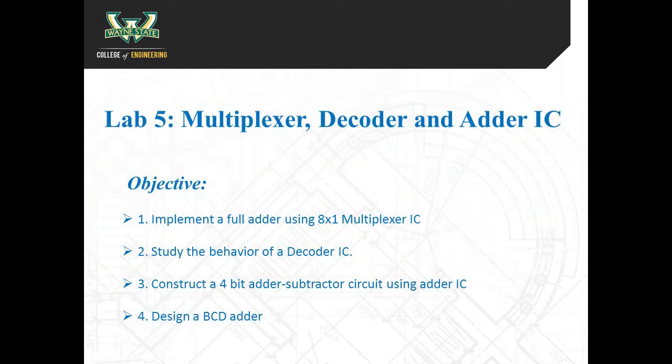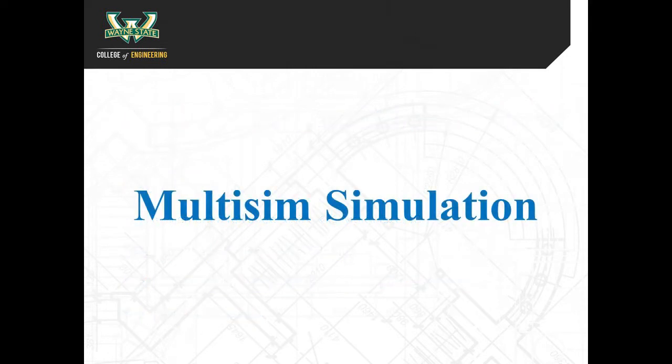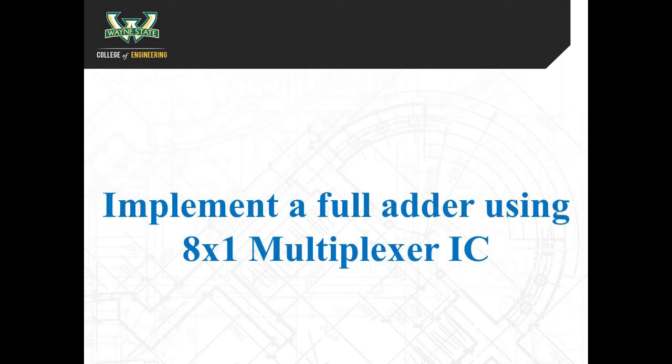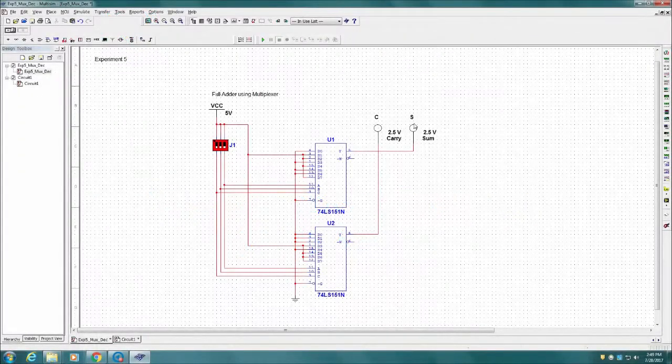In this experiment, we will familiarize ourselves with multiplexer, decoder, and adder ICs. The first part of this experiment is building a full adder using 8x1 multiplexers. We have to use two multiplexer ICs to implement the full adder.